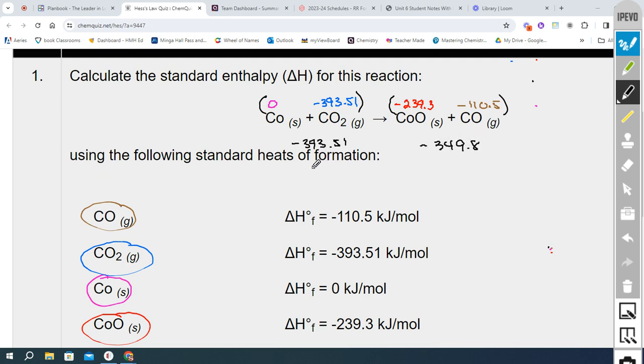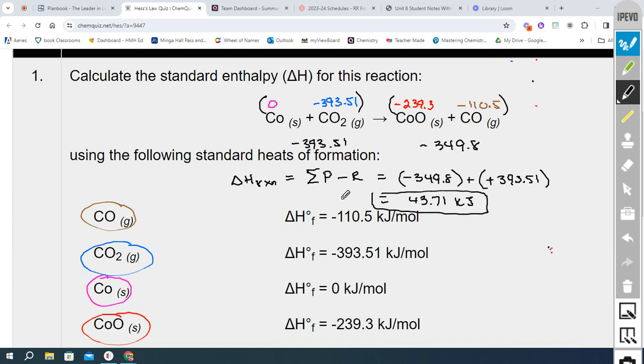And remember, it's the sum of the products minus the reactants, which is equal to the delta H of the reaction. So the reactants would be negative 349.8. Be careful with the negative. Subtract a negative 393.51. So again, remember, a subtraction and a negative will become a positive. So you technically have a positive here. So that's negative 349.8 plus 393.51 equals, and you get 43.71 kilojoules. And since the positive is bigger, it's going to be a positive.